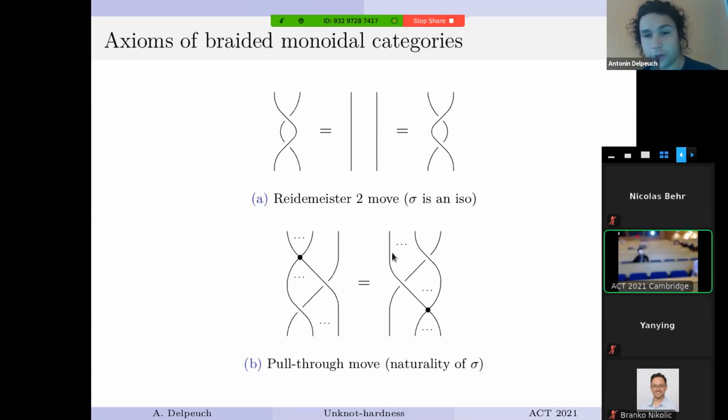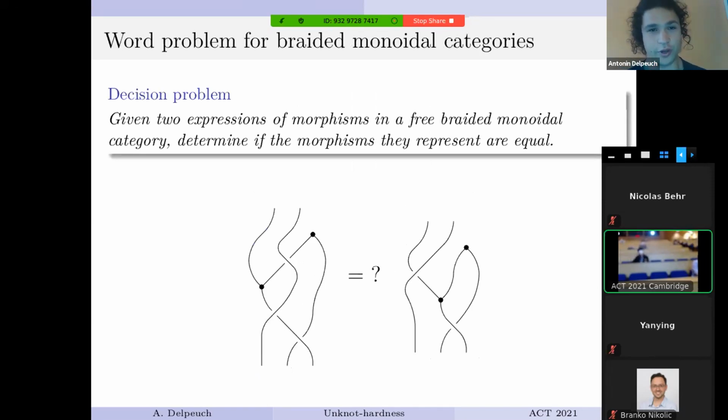So that's the full equational theory of braided monoidal categories. And so the problem I've been looking at is called the word problem for braided monoidal categories. It's very simple. You give me two string diagrams in braided monoidal categories, and I need to determine if they are equal, if they represent the same morphism, simply by applying some axioms of braided monoidal categories. So here you've got an example of this problem.